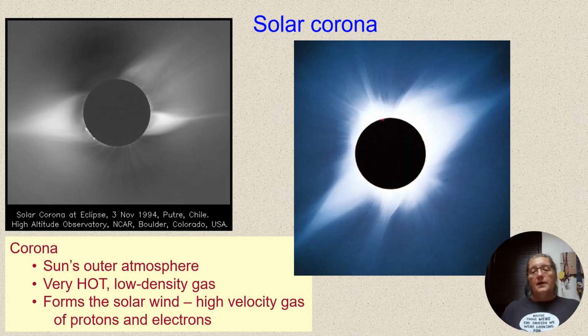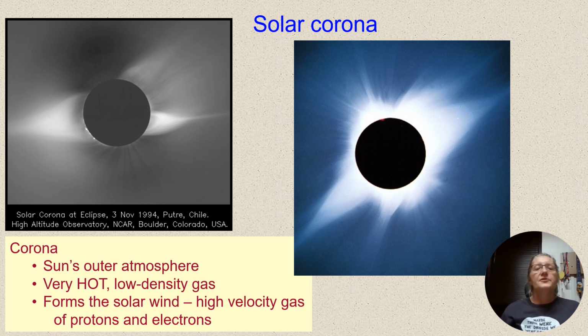Now, the solar corona is a very beautiful feature of the sun that you can only see during total solar eclipses. It's the sun's very outermost atmosphere. It's a very hot, low-density gas, all right? It's very thin and transparent, and it's called corona or the crown of the sun. We're not 100% sure about the energy conversion. We don't understand it 100%.